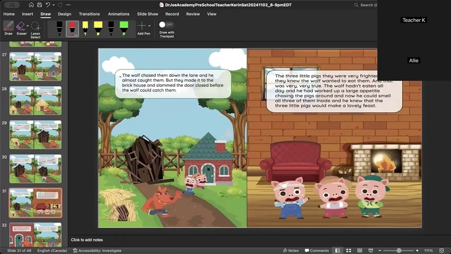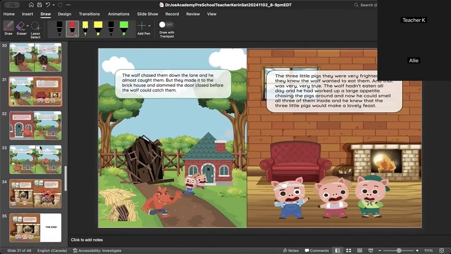Continue on, please. The wolf chased them down the lane, and he almost caught them, but they made it to the brick house and slammed the door closed before the wolf could catch them. This is slammed. Do you know what that means? No. Okay. Slammed means when you shut the door so fast, like if you slam your room door very fast. Yes. It's slammed.